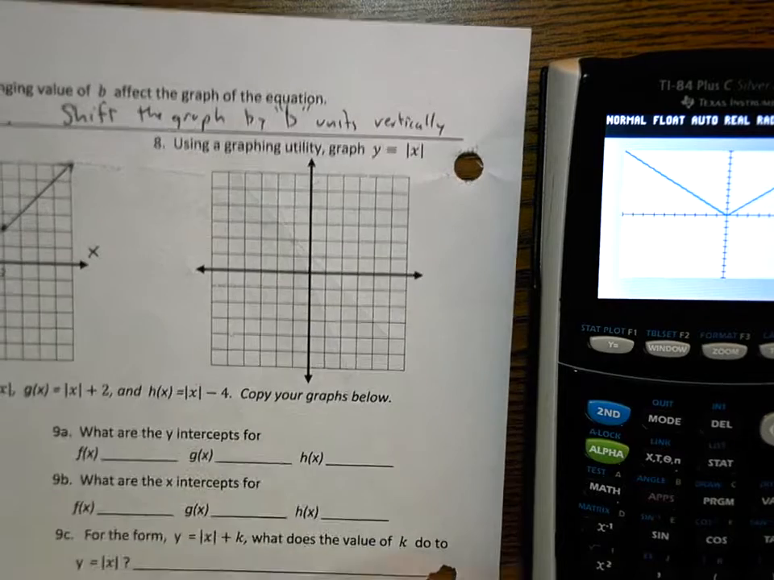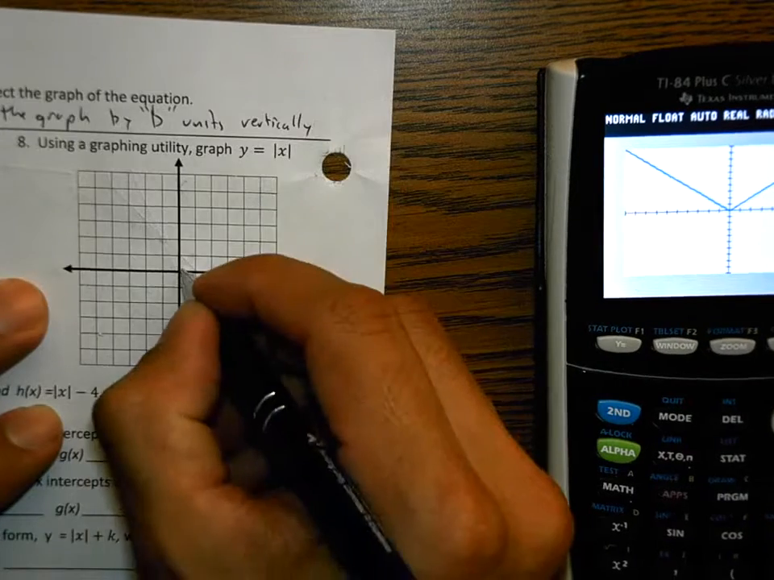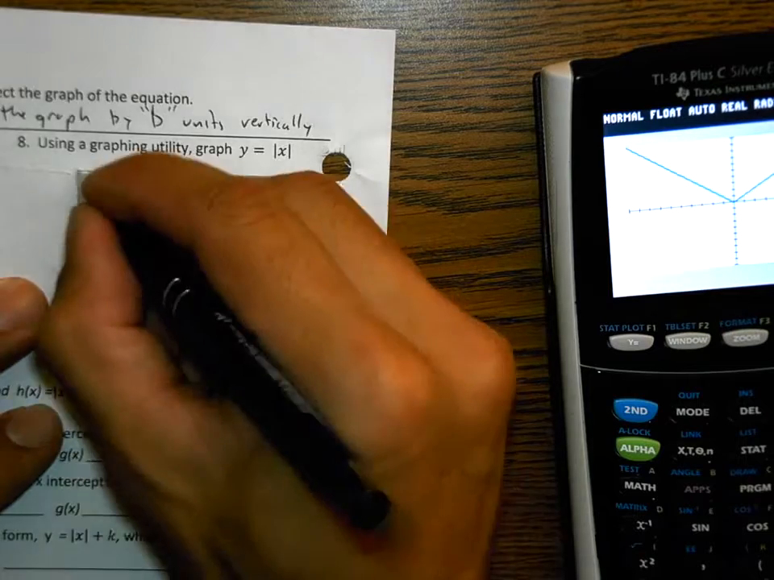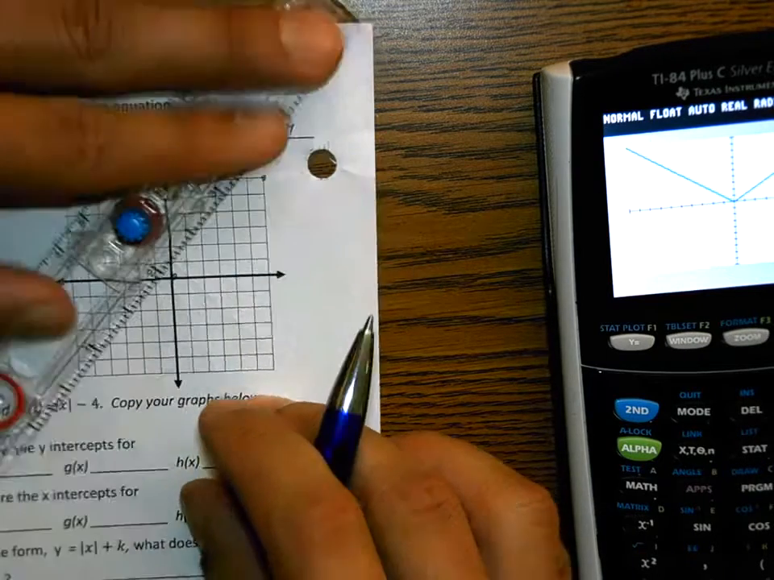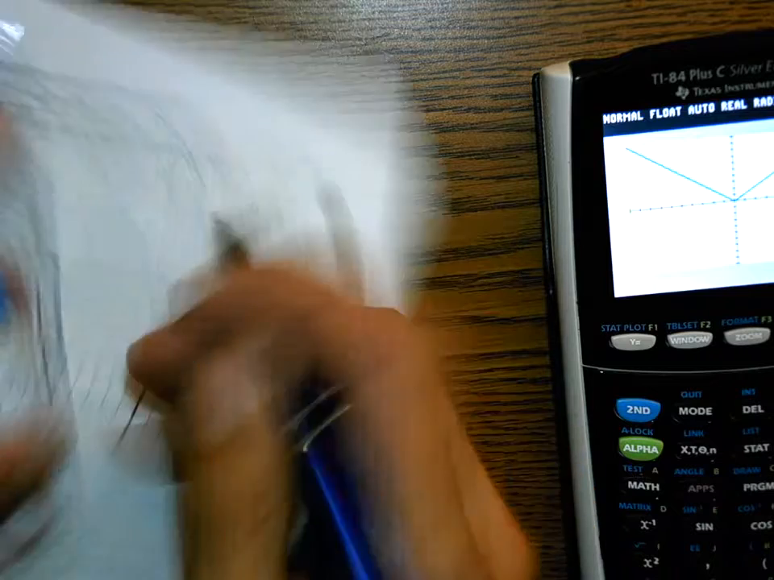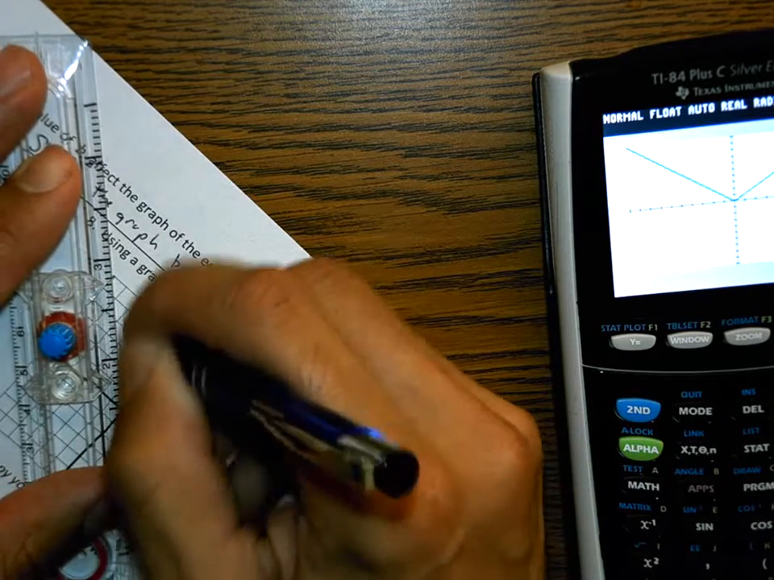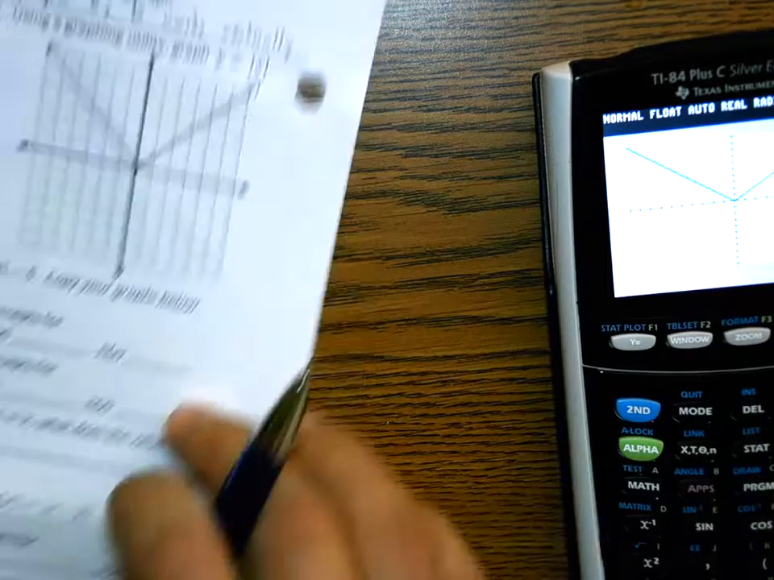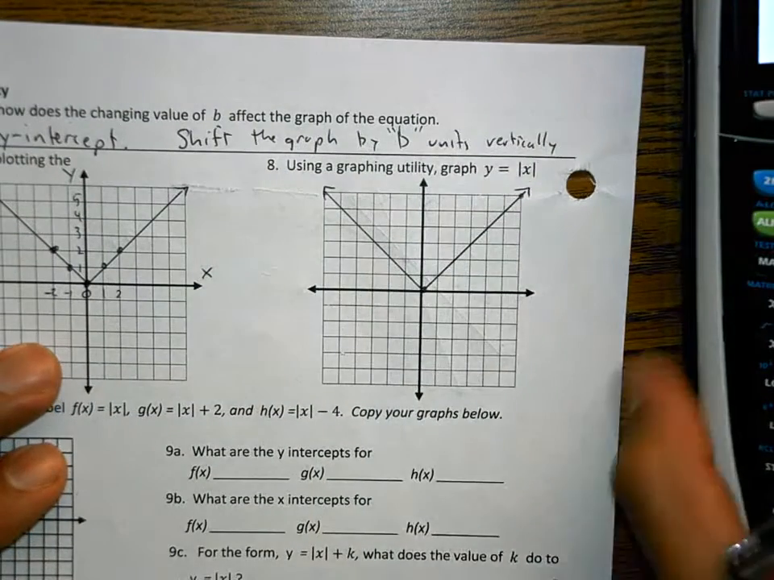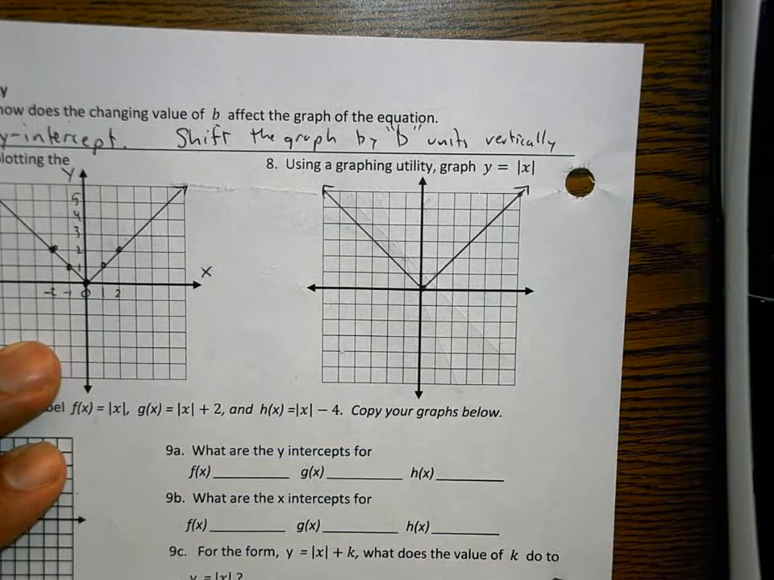Which is an expensive way for you to know what the graph looks like. It looks like the V-shaped graph, right? So take your ruler. It costs a lot of money for these things. So using our graphing utility, I've graphed that one. So far, so good.